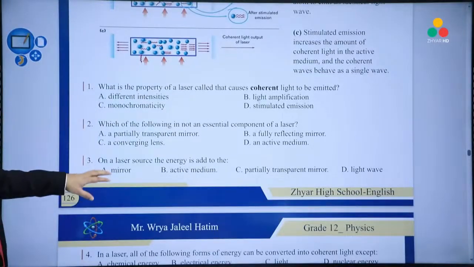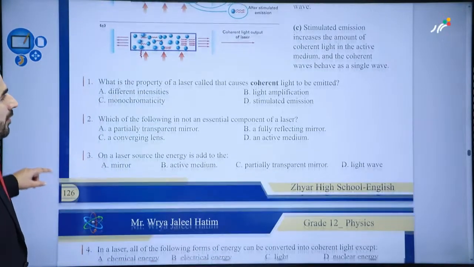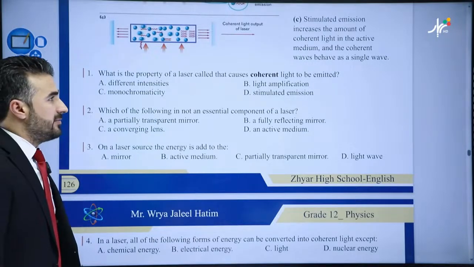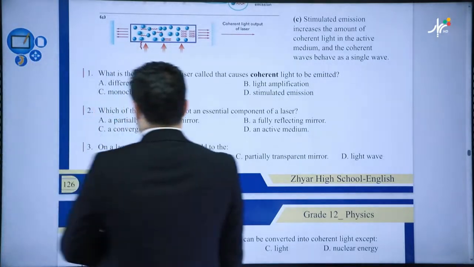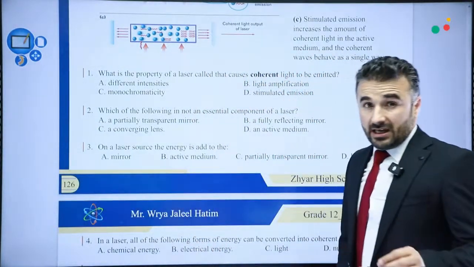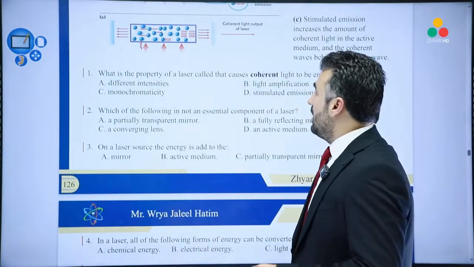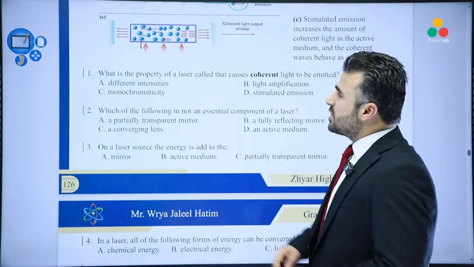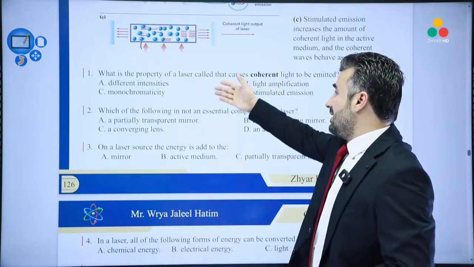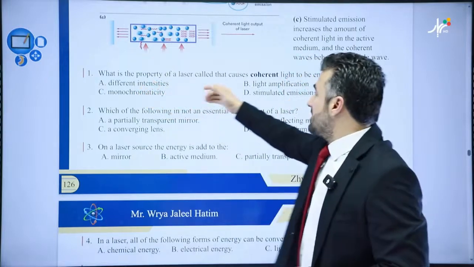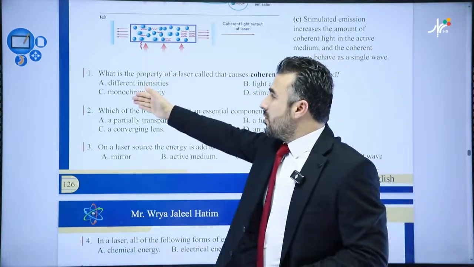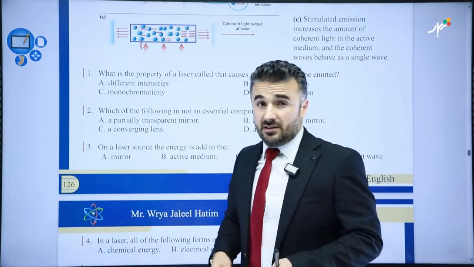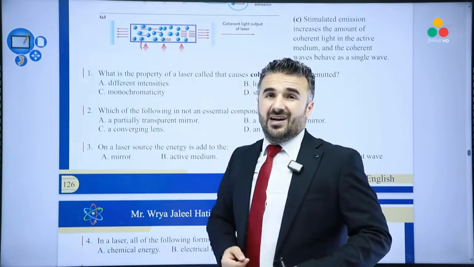Okay, take a look at these questions real quick. What is the property of a laser light that causes coherent light to be emitted? This is one of the questions, which is very important. Which property causes this coherence in laser light? Is it different intensity? Is it light amplification? Is it monochromaticity, or is it stimulated emission? The property that makes laser light coherent is monochromaticity.